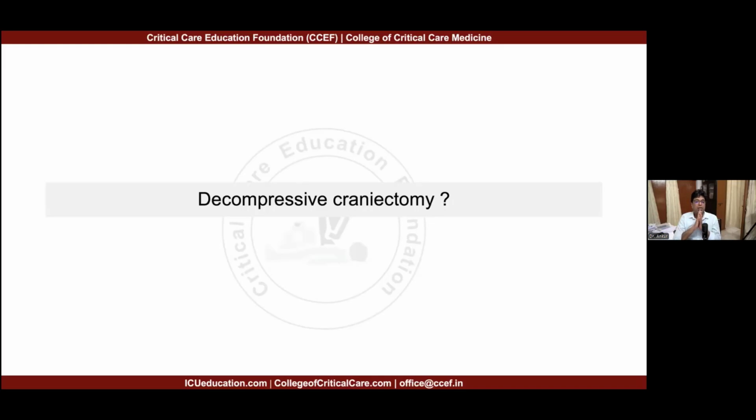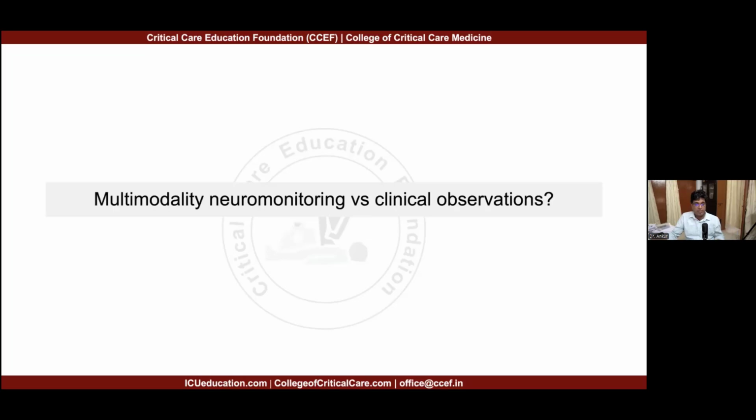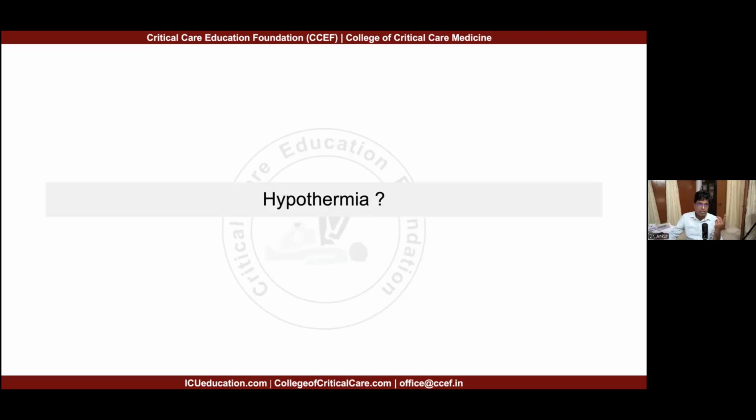So decompressive craniotomy should be done as a life-saving procedure, not to improve the functional outcomes. It should be very, very clear, but it is much better than evacuation of the hematoma. Now, multimodality neuromonitoring versus clinical observation. So I told you the trial name, which says that clinical observations are still very good by pupillary reflex, Cushing reflex, BP monitoring, all those things which we saw in that algorithm. They still hold a very good value in neuromonitoring the patients.